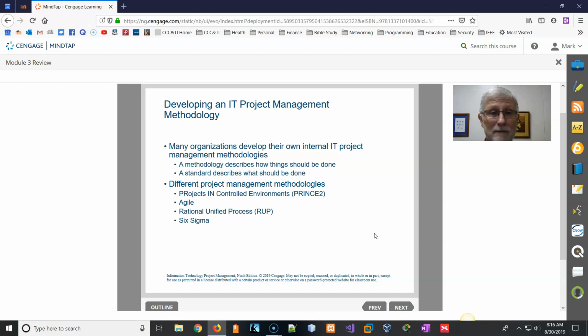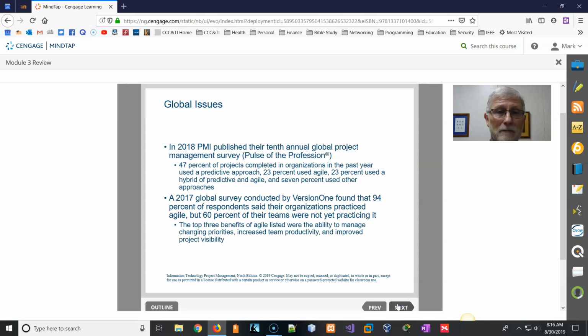and really, I've only worked with Six Sigma and Agile. The other two I haven't had the benefit of using, but basically they are just different approaches that include the five different process groups. Now, this applies globally.